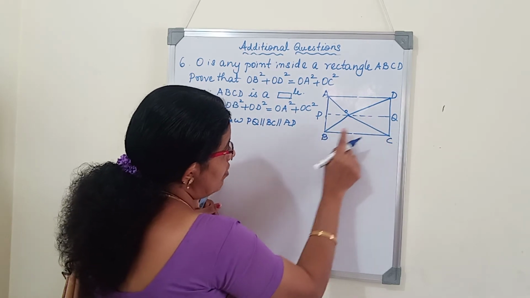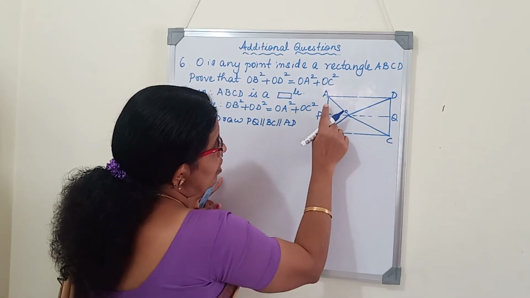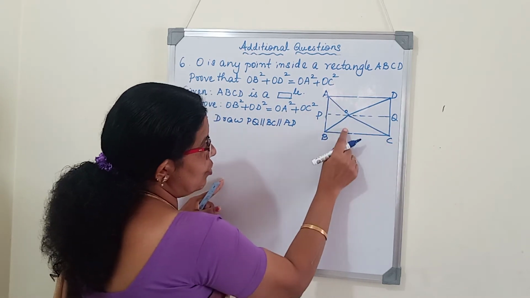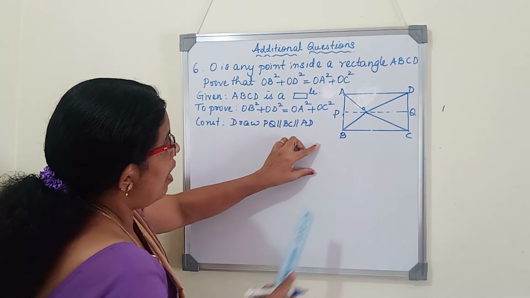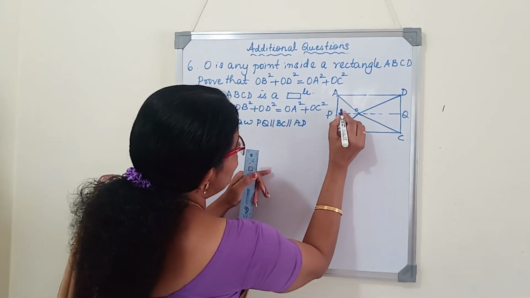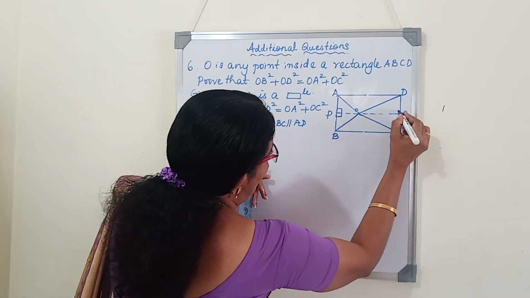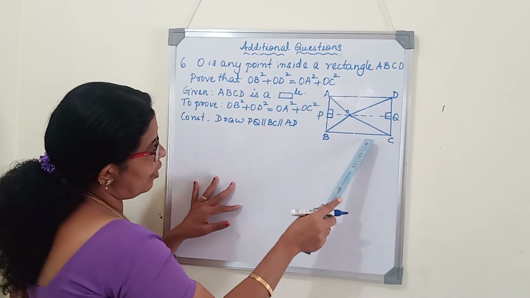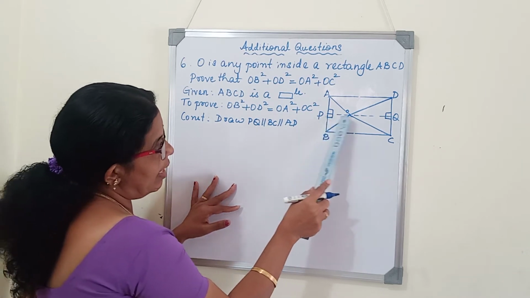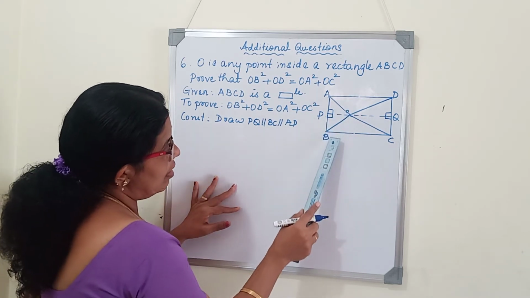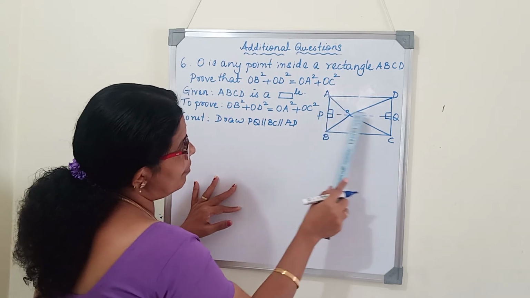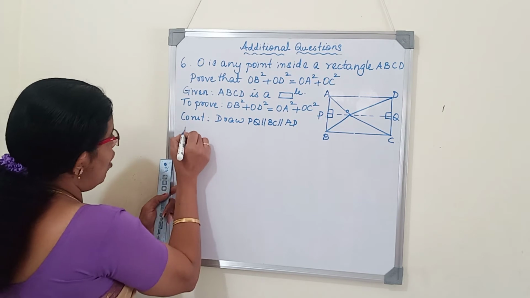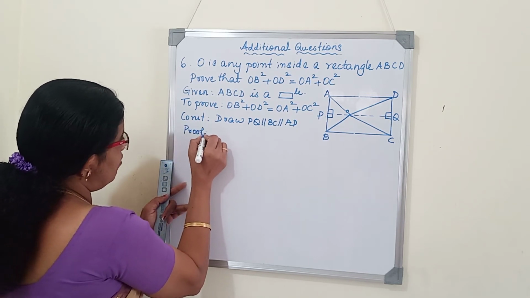When we draw a line which is parallel to BC and AD, we know that APQD and PBCQ are two more rectangles. As these two are rectangles, angle P will be 90 degree and angle Q also 90 degree. We constructed a line parallel to BC and AD, therefore PBCQ and APQD are rectangles, so these angles are 90 degree. Now we will consider the right triangles and prove this.